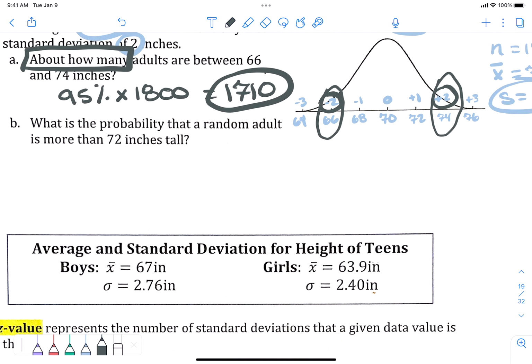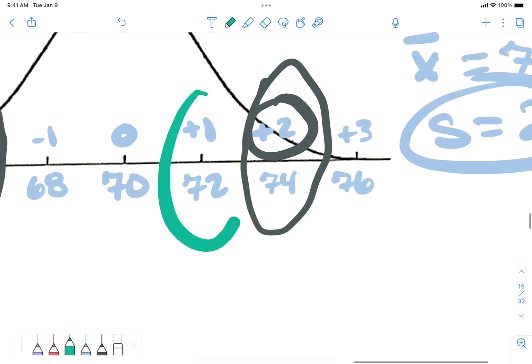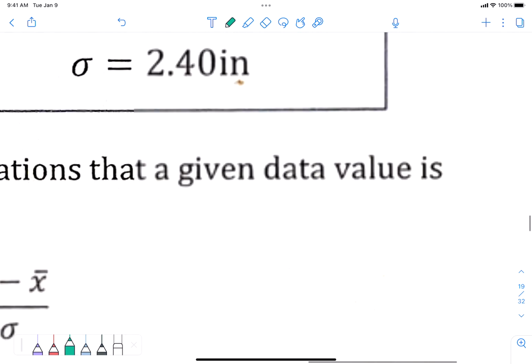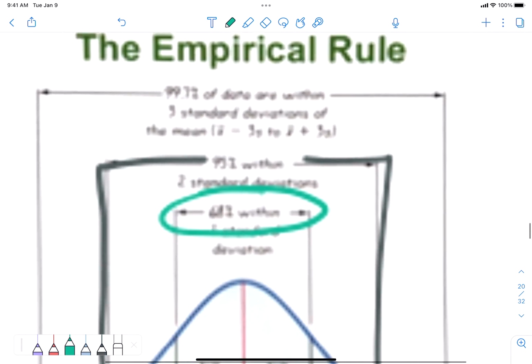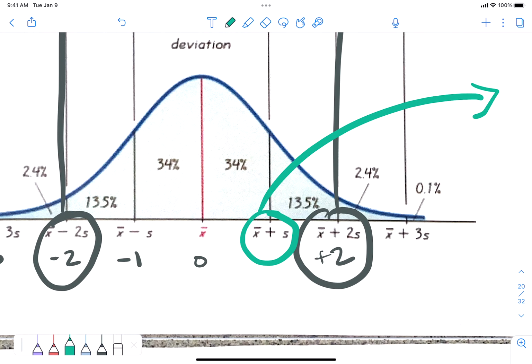What is the probability that a random adult is more than 72? 72 is right here, at the +1, and I want to know that and beyond, right? So let's go to our bell curve. That would be 16%. And we're at +1 and beyond, right? So if I'm trying to find that, I add up all those percentages, and you said 16%. 16%, correct? Yes? Perfect.